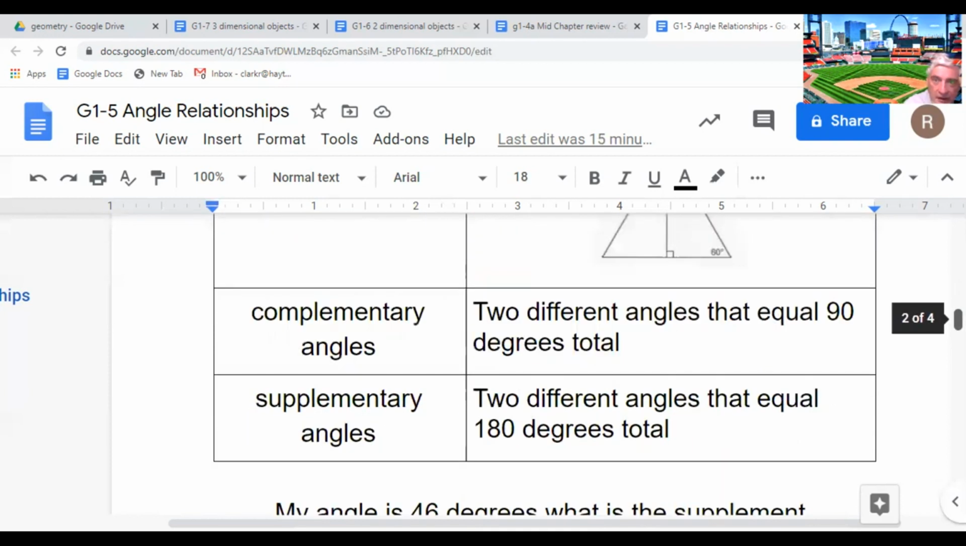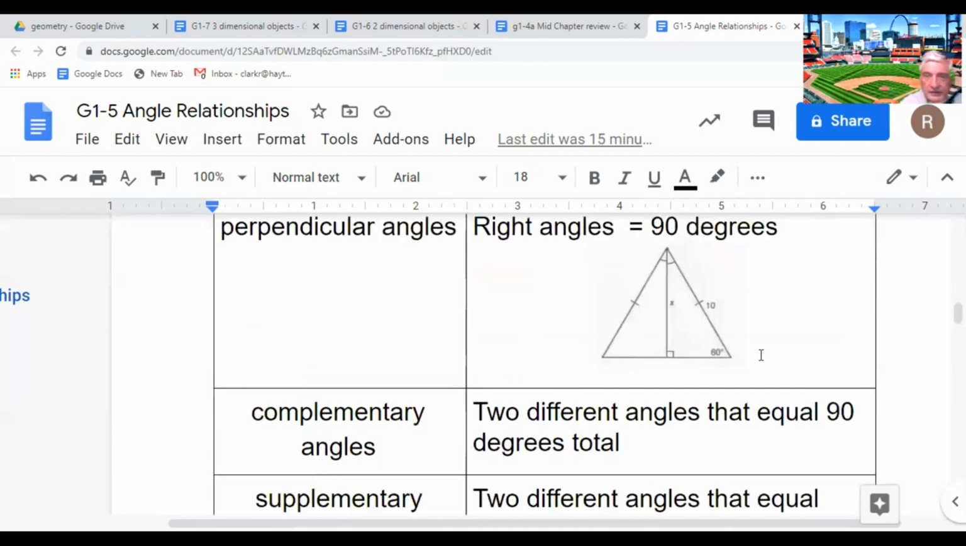Perpendicular angles are angles that are exactly 90 degrees. And we see that little tiny square at the bottom. That's how we know they're perpendicular. They're marked perpendicular.